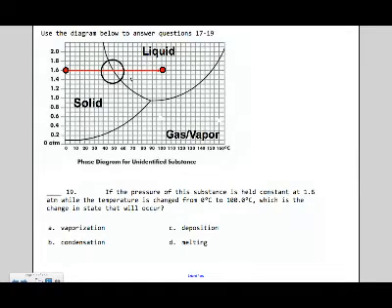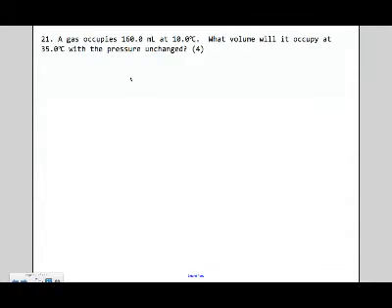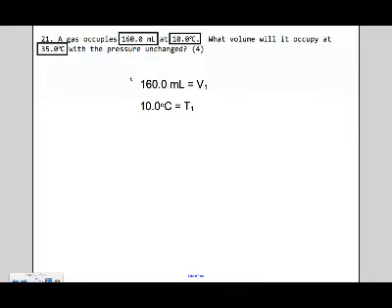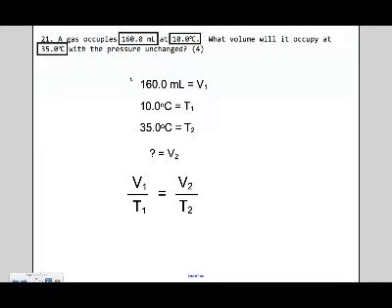All right, moving on to some problems. If a gas occupies 160 milliliters at 10 degrees Celsius, what volume will it occupy at 35 if the pressure is unchanged? So we're taking pressure out. It's a constant, so pressure is not a variable here. We've got a volume 1, we've got a temperature 1, and we've got a temperature 2. So we're trying to find the second volume. That's the question: what volume? Well, that gives us this formula, which is Charles's law, the volume and temperature relationship, and then we need to plug in the numbers that we have in the question and solve for V2, which is the unknown.